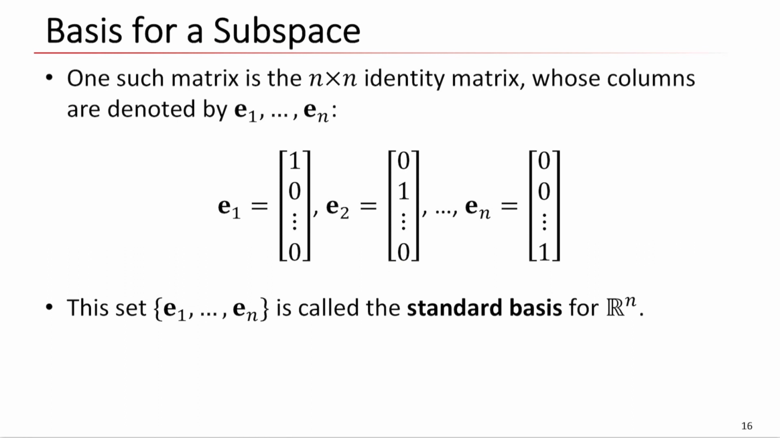One such matrix is the n by n identity matrix, whose columns are denoted e1 through en. We already talked about what e1, e2, through en are. This set e1 through en is called the standard basis for R^n, and it comes from the identity matrix. So in the identity matrix, each column vector is a standard basis vector for R^n. This is one example of a basis.